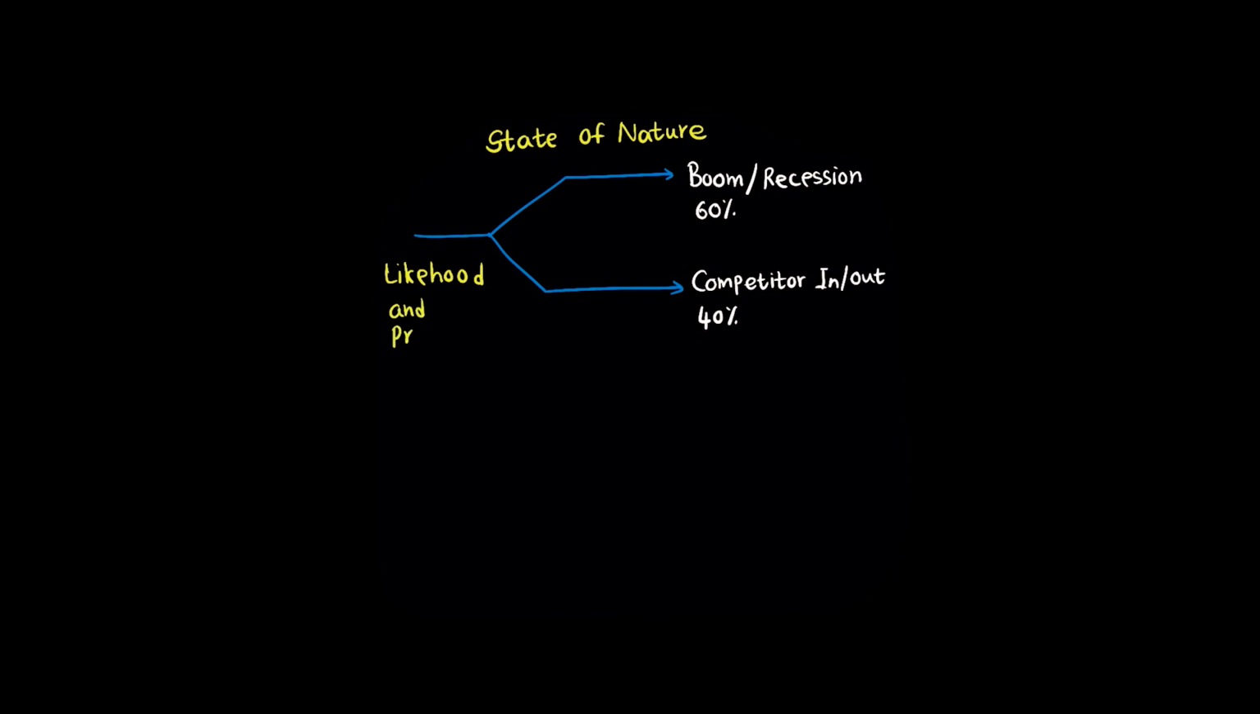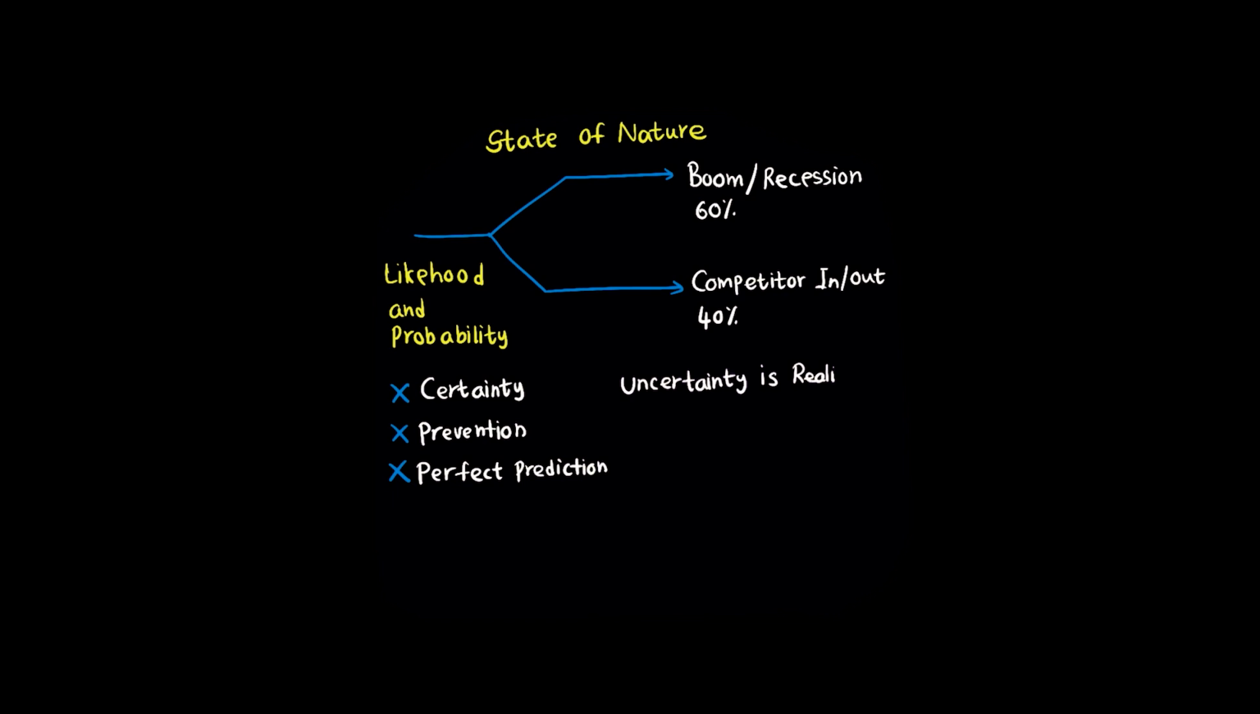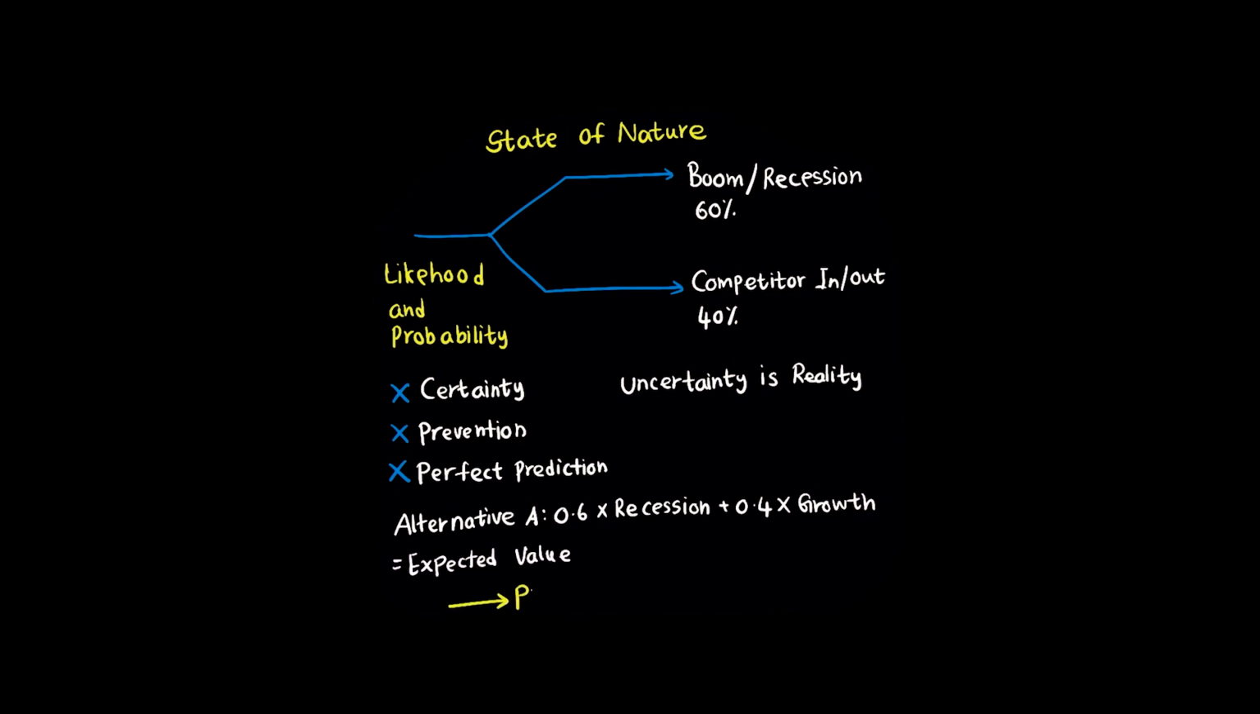This isn't about certainty. If we knew for certain, decisions would be easy. It's not about guaranteed prevention. We can't stop all possible futures from occurring. It's not about absolute prediction accuracy. That's impossible with future events. It's about assessing likelihood and probability. If there's a 60% chance of recession, these probabilities shape your decisions. You evaluate alternatives under each state, weight by probability, and calculate expected outcomes.